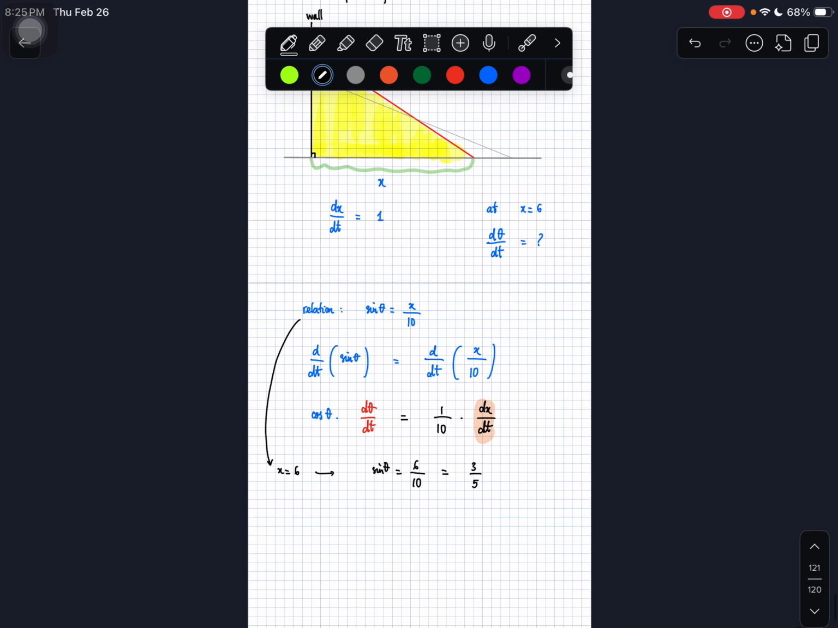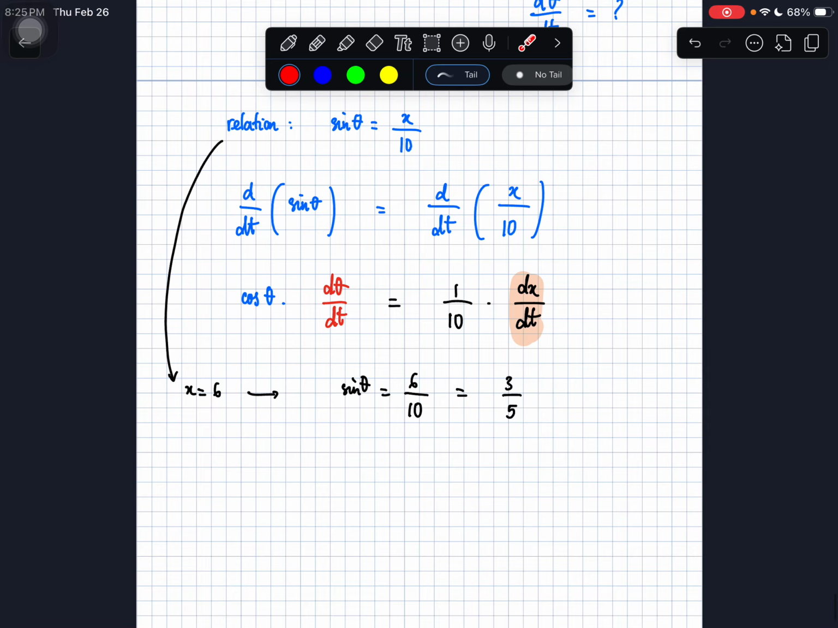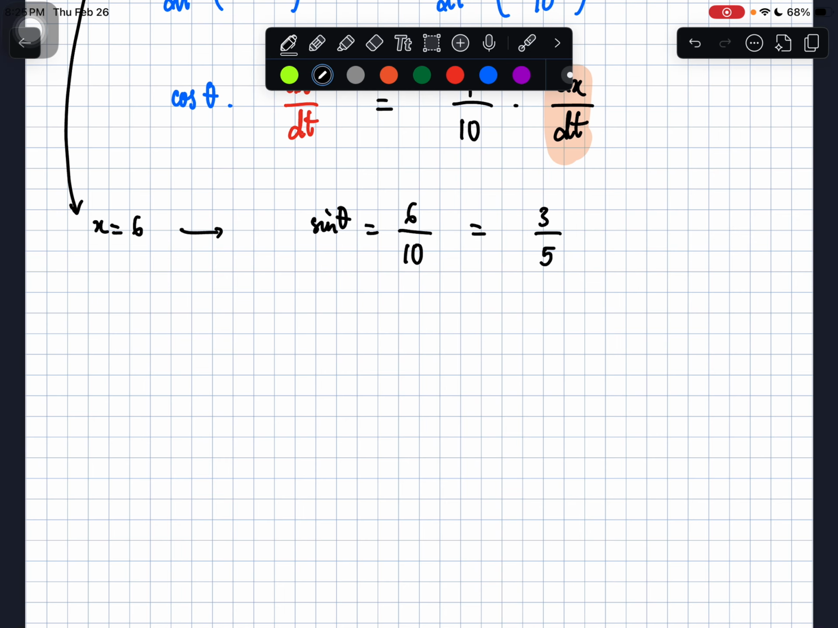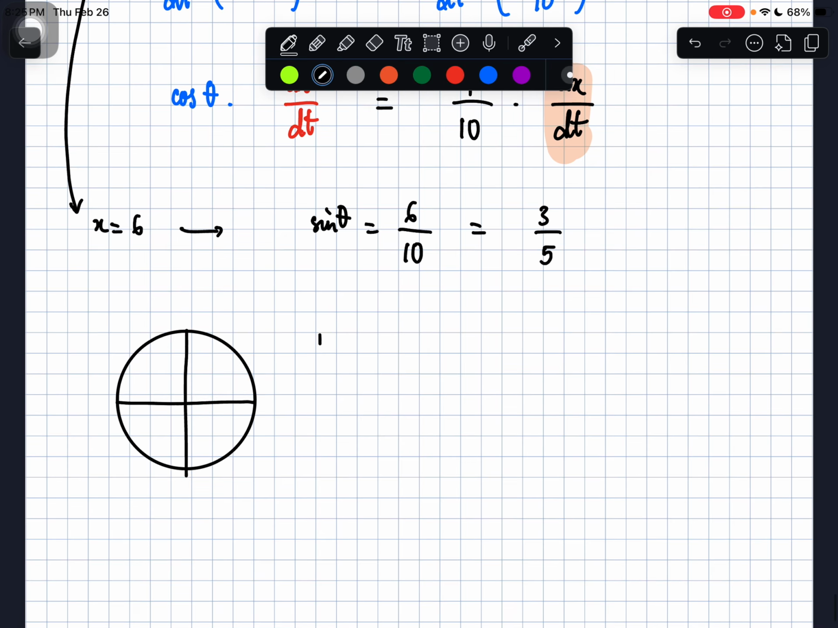So remember that theta is an angle between 0 and pi over 2, and sine theta equals this. And therefore, cosine theta is positive. We are talking about the angle theta between 0 and pi over 2. And note that for theta between 0 and pi over 2, sine theta and cosine theta are both non-negative. That's what we use here.